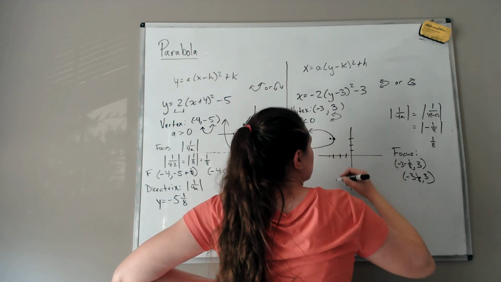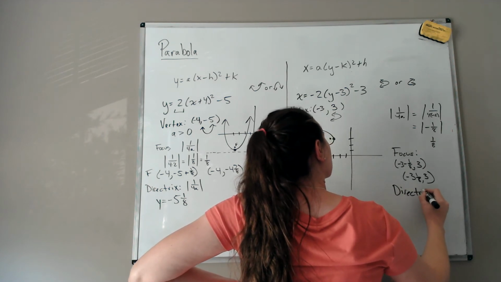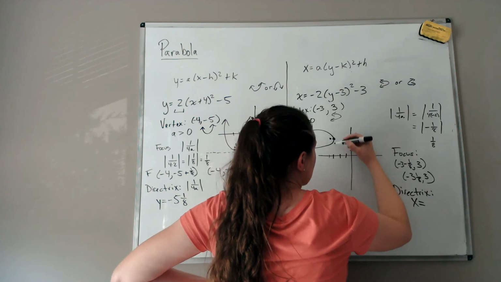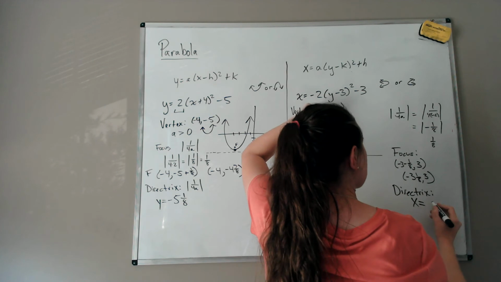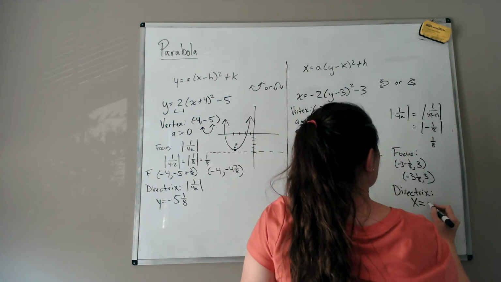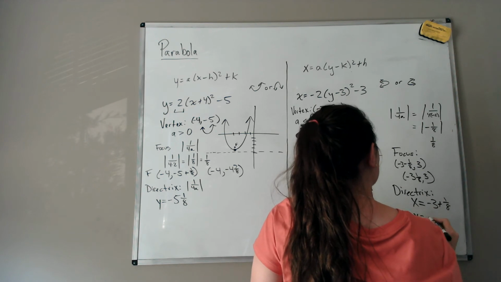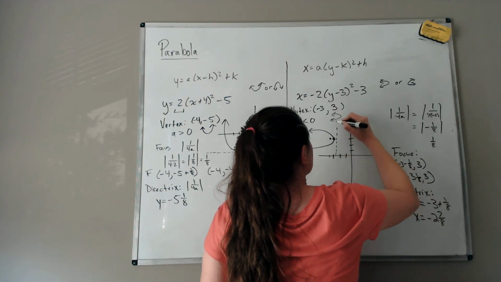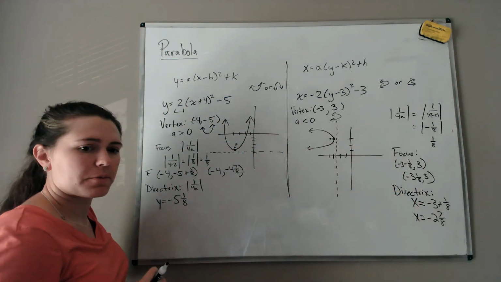And now the directrix is going to be a vertical line. So x equals, and it's going to be to the right by 1/8. So if that x-coordinate is -3, to the right by 1/8 means that's going to be -3 plus 1/8. So that's going to be x equals -2 and 7/8. So it's very close. And that would be the directrix.